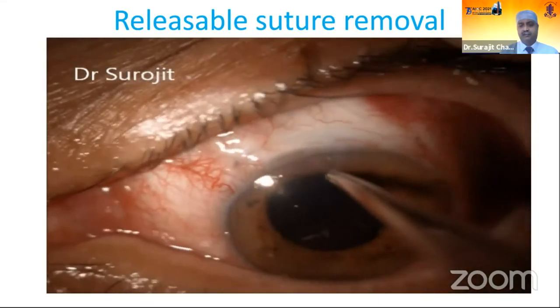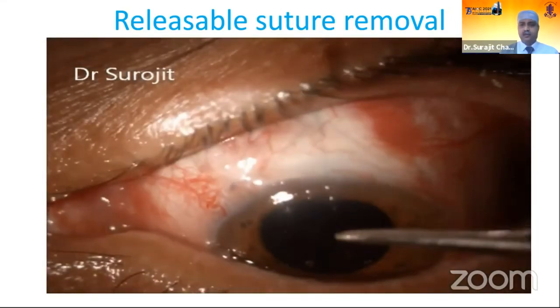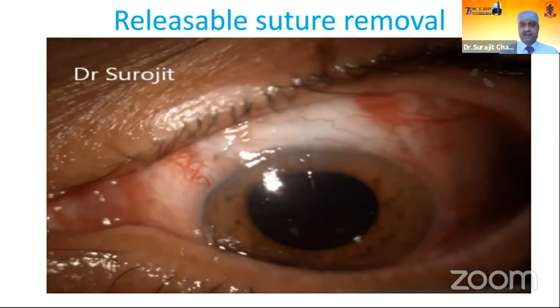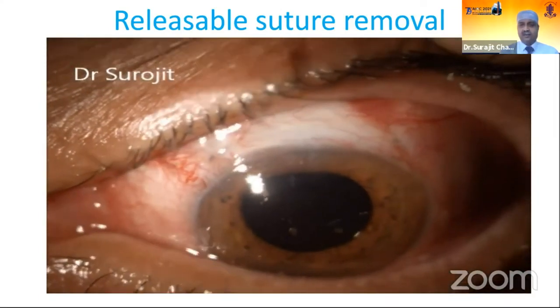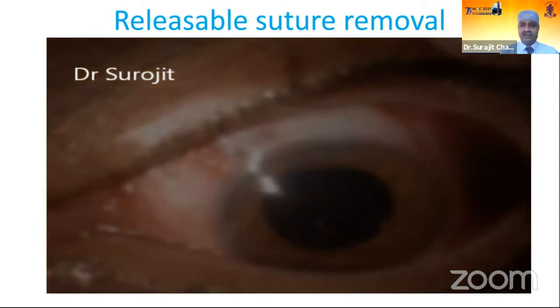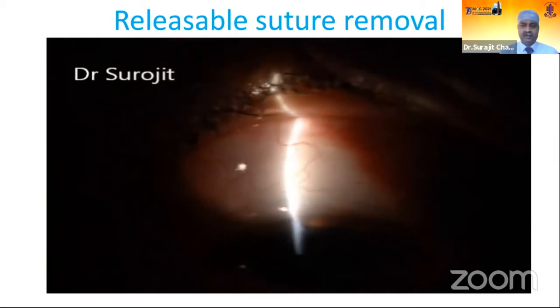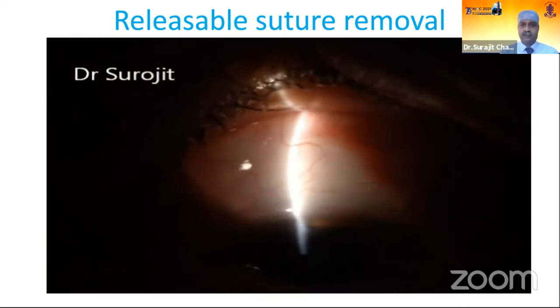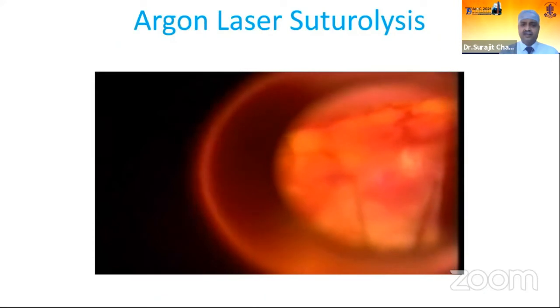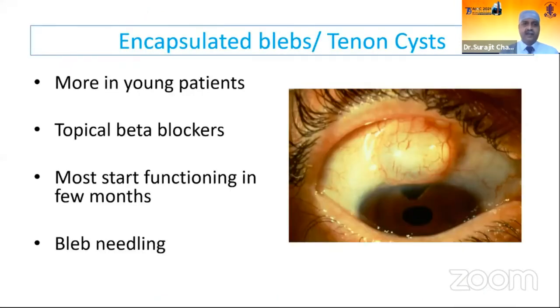You first do a bleb massage to see how the bleb is elevating, then do a suture release. Prashant has shown you the placing of the releasable sutures, and this is how you release it. After that, you definitely need to give a nice bleb massage to elevate the bleb. And this is argon laser suture lysis. I'm not going into much detail.